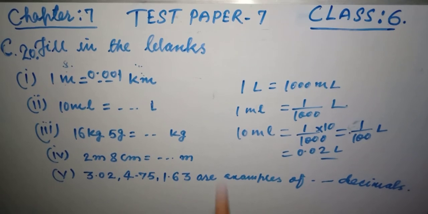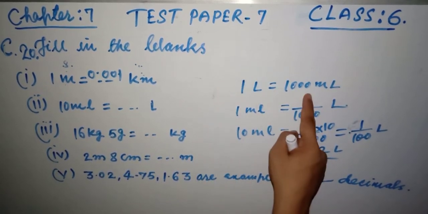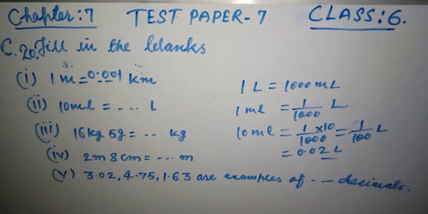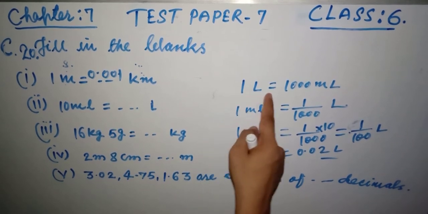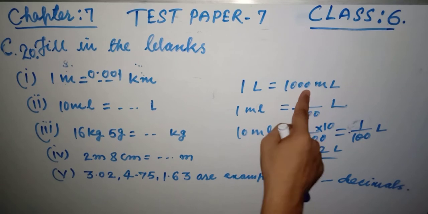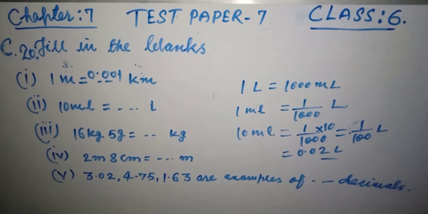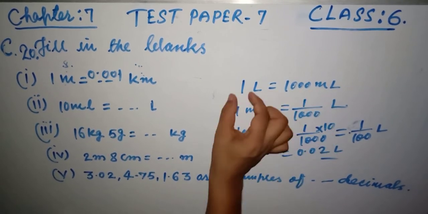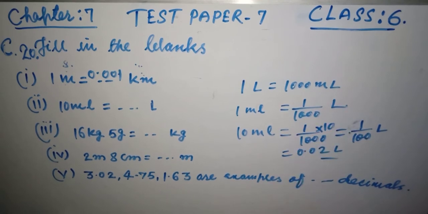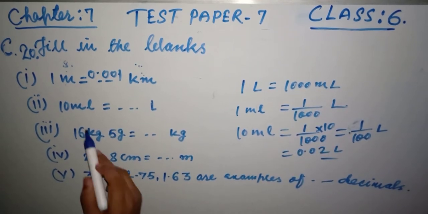Remember, if you don't know such relations, then we cannot handle this question friends. So this is very important. These are the tools to solve these questions. Okay. Now see, we know that 1 liter is equal to 1000 milliliter. Therefore 1 ml is equal to, this will go to division, 1 by 1000 liter. Okay. So the question says 10 ml.